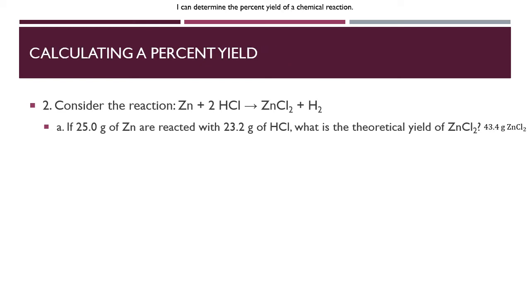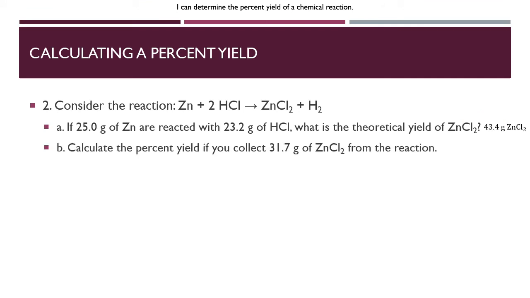All right, so the first part of the question we've answered. We said if 25 grams of zinc are reacted with 23.2 grams of HCl, what is the theoretical yield of zinc chloride? We determined from the last slide that's 43.4 grams of zinc chloride. The next question: calculate the percent yield if you collect 31.7 grams of the zinc chloride from the reaction. So now you've actually done the reaction, you collect your product, you get your 31.7 grams of zinc chloride.